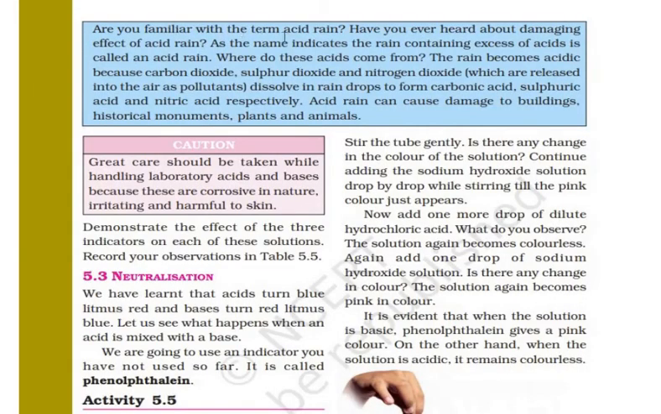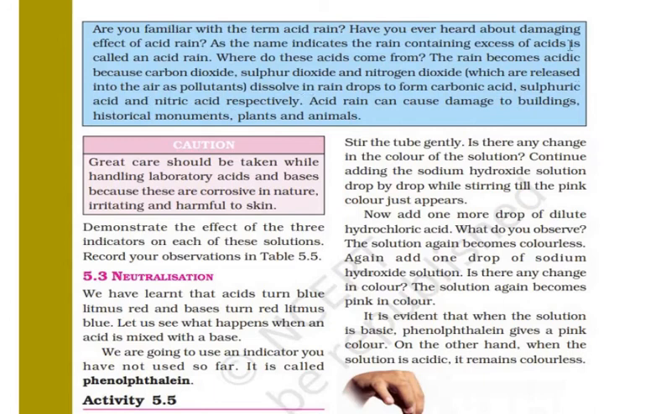Are you familiar with the term acid rain? Have you ever heard about the damaging effect of acid rain? As the name indicates, rain containing excess acids is called acid rain. Where do these acids come from? The rain becomes acidic because carbon dioxide, sulfur dioxide and nitrogen dioxide, which are released into the air as pollutants, dissolve in raindrops to form carbonic acid, sulfuric acid and nitric acid respectively.